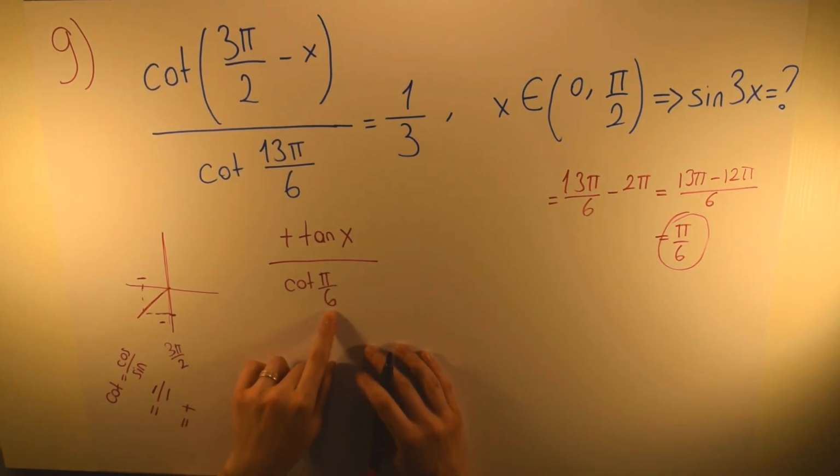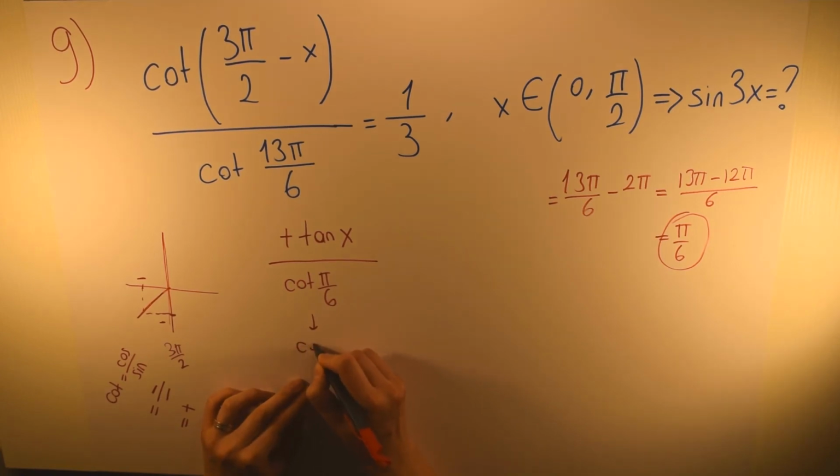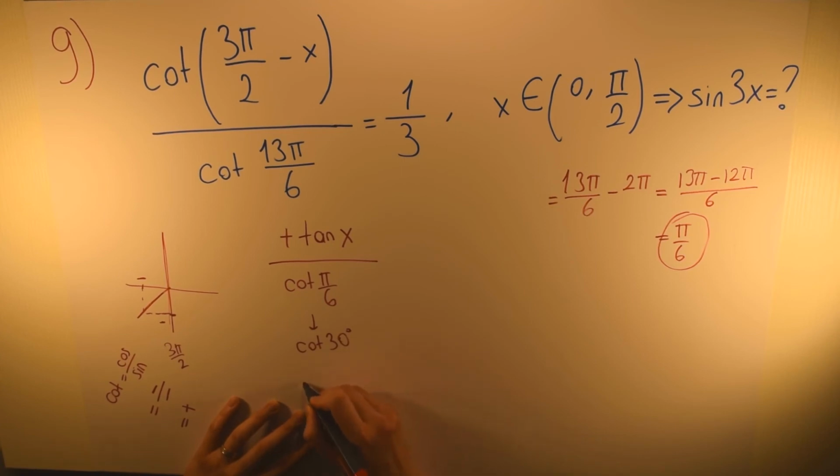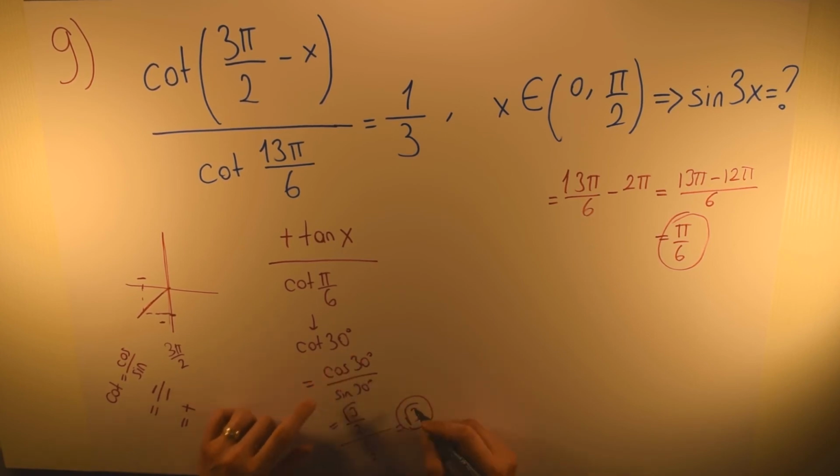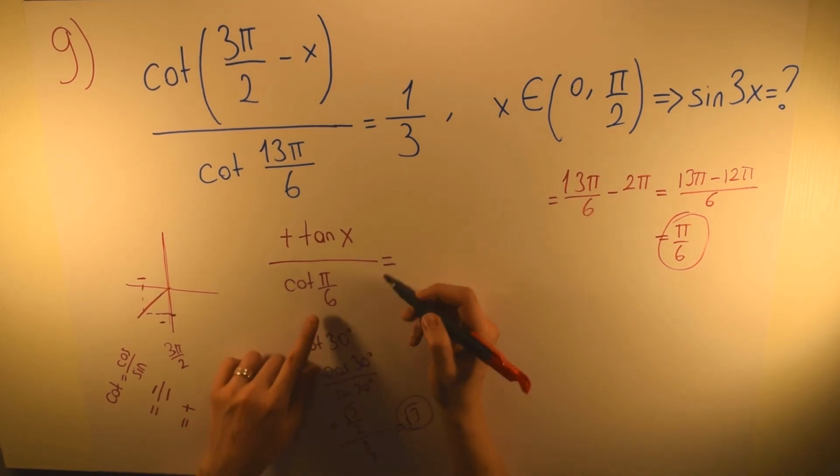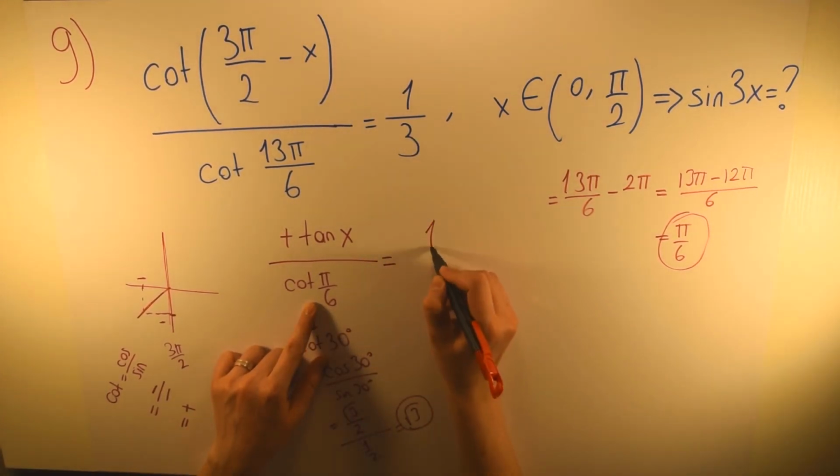This is also equal to cotangent 30 degrees, because I can write 180 instead of π. So what is the value of cotangent 30? It's equal to cosine 30 over sine 30. So this is square root of 3 over 2 over 1 over 2, which is equal to square root of 3. So this is cotangent 30 degrees.